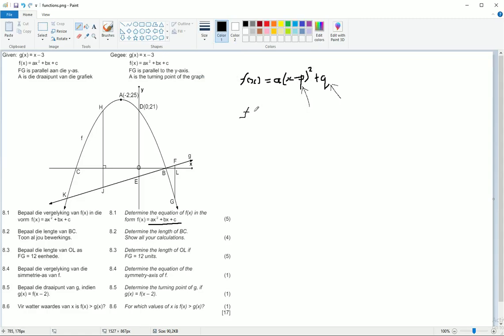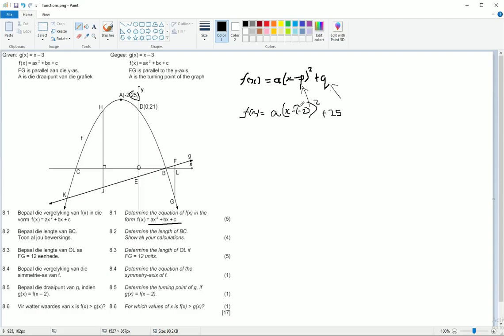So we're going to say f of x equals a. We're going to go find that later. Then x minus the p value, which is minus 2. Okay, so we're going to have minus minus 2. This first minus comes from the equation. Okay, the second minus is our p value. Okay, so just take note of that. This is going to be squared and then plus your q value, which is the 25. The 25 goes over there. Okay, so that's nice enough.